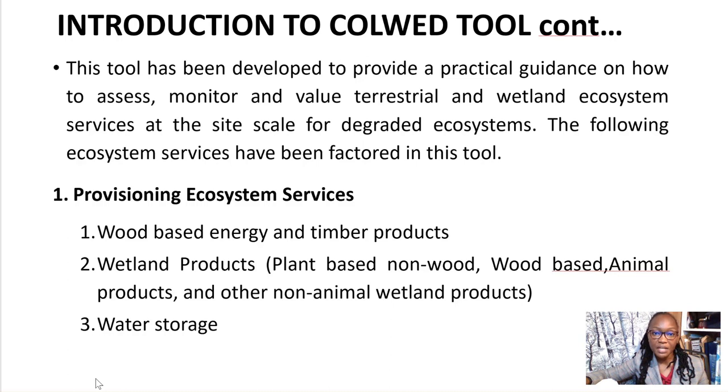We have animal products, and this is obvious, the fish that we get from the wetlands. We have other non-animal wetland products, where we have people harvesting sand in places that are closer to wetlands. We have collection of stones for artifacts and things like that. Number three, we have water storage. Most of our wetland ecosystems are able to supply water for domestic use, for livestock, for irrigation, and therefore we can value them based on that.